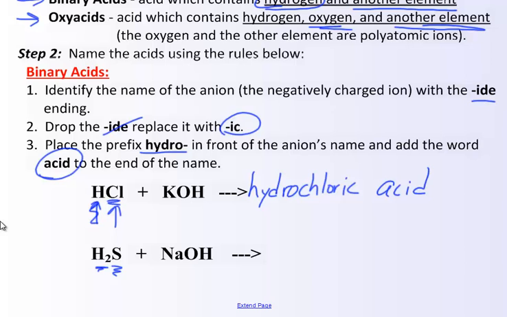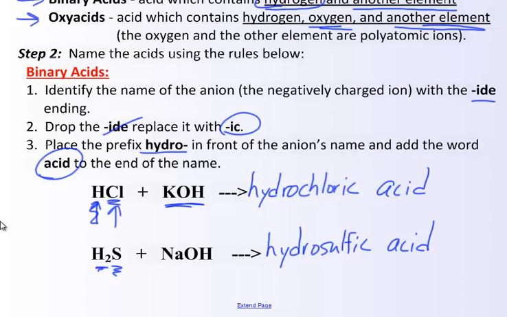So our H2S, it's binary because there's only two elements. So that means it's going to start with hydro. Instead of sulfide, it's going to be sulfic, and add our second word, acid, at the end.